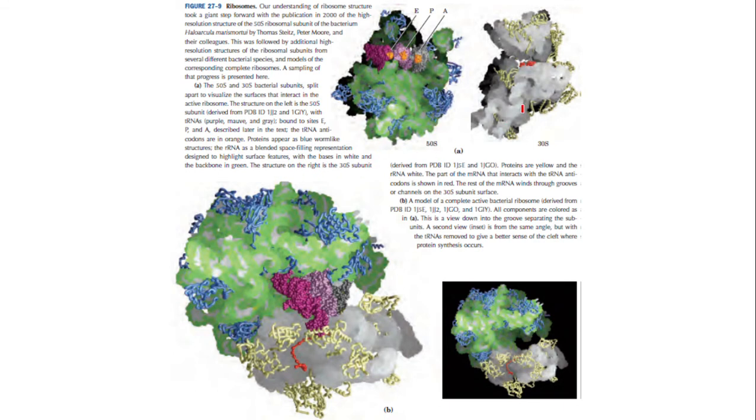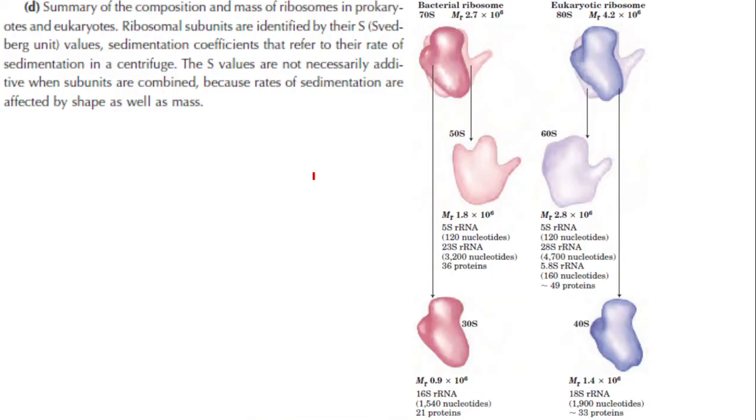On the right side you have a 30S subunit. Proteins are yellow and rRNA in white color. This red color is the part of the mRNA that reacts with the tRNA. The rest of the mRNA winds through the grooves or channels on the 30S subunit surface. So this is a very nice diagram actually. Yes, again composition of ribosomes. We have already seen this one.